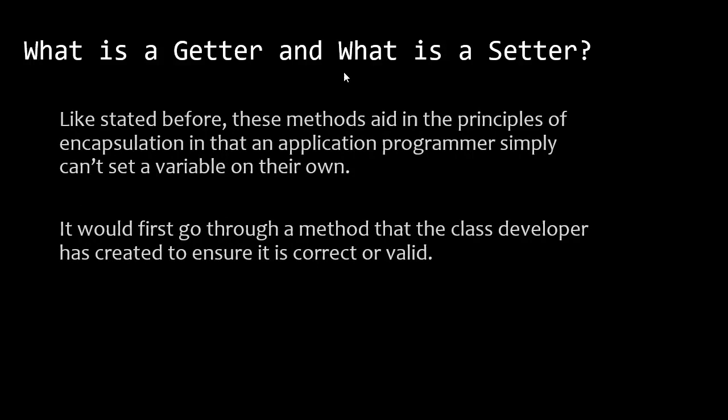Like stated before, these methods aid in the principle of encapsulation in that the application programmer simply can't set a variable on their own. It would first need to go through a method that the class developer has created to ensure that it's correct and valid. So we're basically building some validation code in our class, just like we built validation code in our application program for when the users inputted bad data. It's just the same concept.